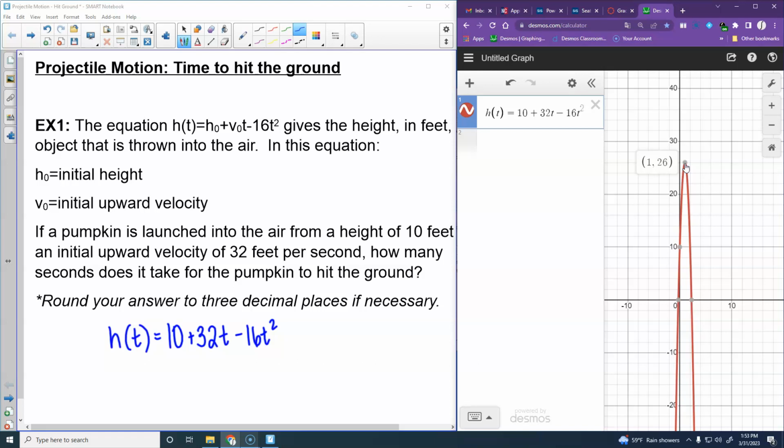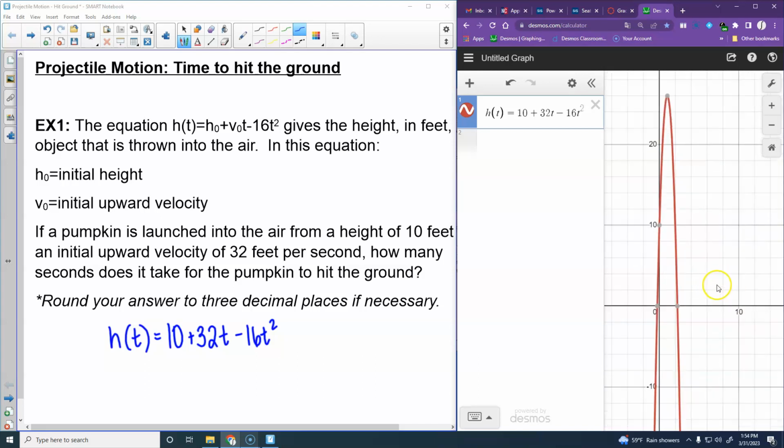Okay. All right. So we're going to type this in over here. I was about to say the answer is 26 because of what we were doing yesterday. Is that right? This question didn't ask how high the pumpkin went. What does this question ask? Hit the ground. Where's this pumpkin going to hit the ground? On that graph.